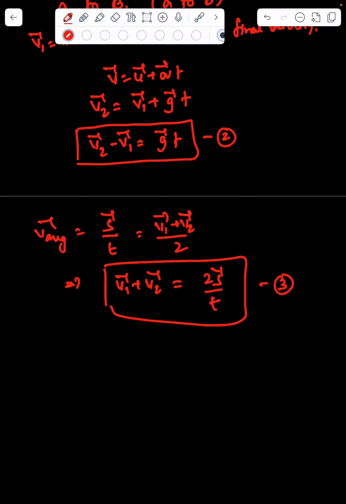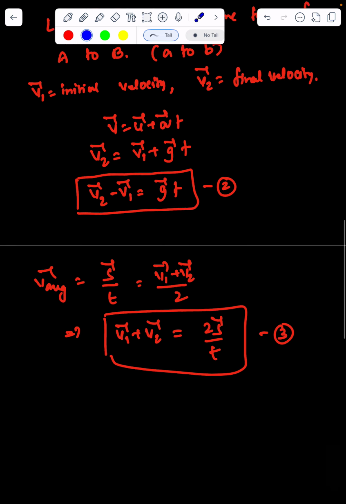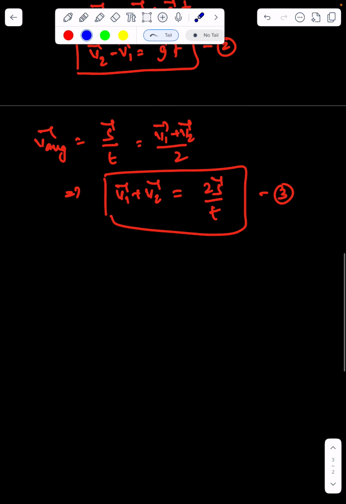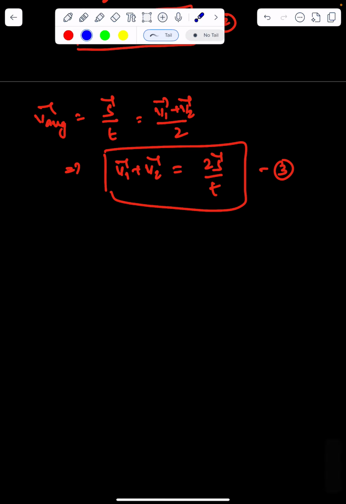Now v2 bar minus v1 bar is g bar t, and v1 bar plus v2 bar is 2 S bar by t. The displacement magnitude we already calculated is 5 meters. Now let us see how we can get the answer from this.